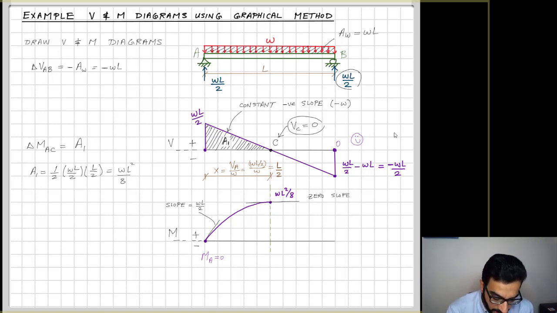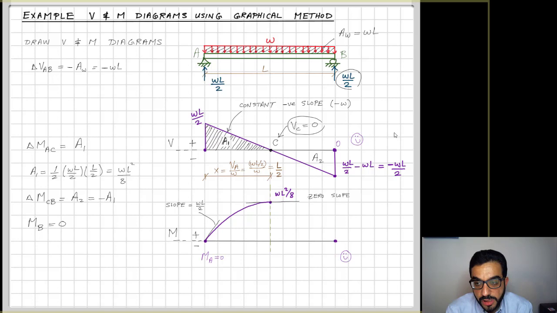Now, if you think about what would be the next point of interest to draw the moment, it will be the end of the beam. There is nothing happening between the middle of the beam and the end of the beam. There is no discontinuity point. So now I will need to calculate A2. And A2 here is from symmetry. I can calculate the area in detail, but I know it will be equal to negative A1, because now I'm dealing with a negative shear value of negative WL/2. So A2 will be equal to negative A1.